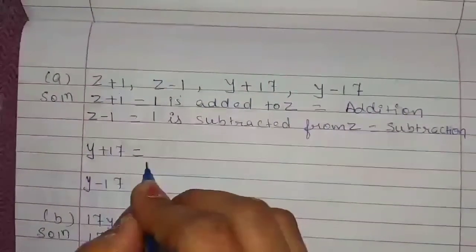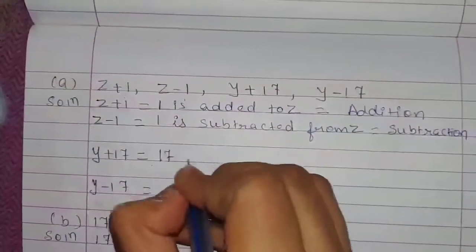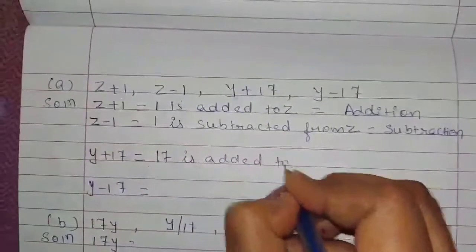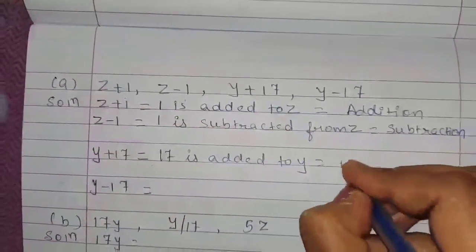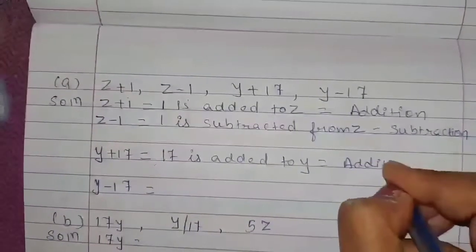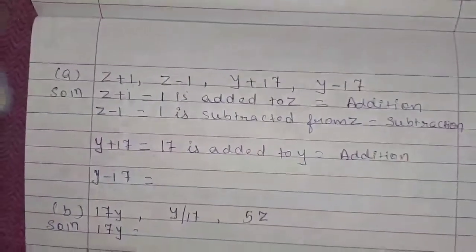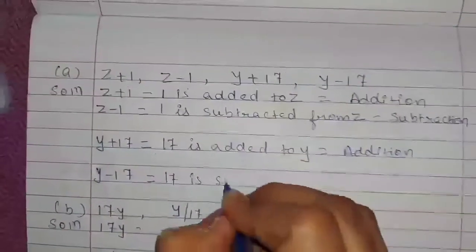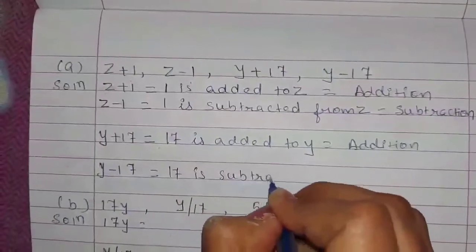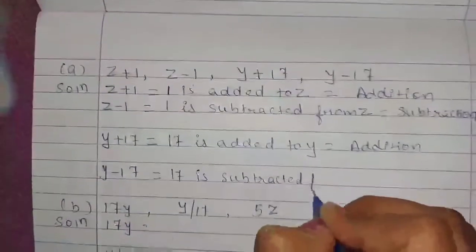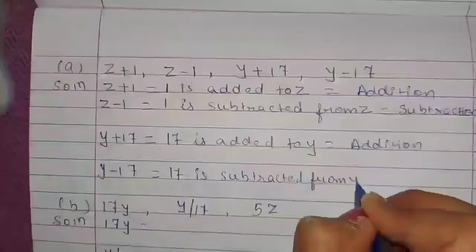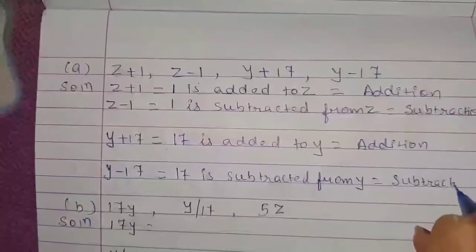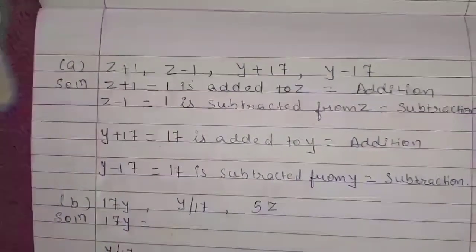Next is y plus 17. 17 is added to y. And which operation? Addition operation. Y minus 17. 17 is subtracted from y. And which operation? Subtraction operation. So we have written subtraction.